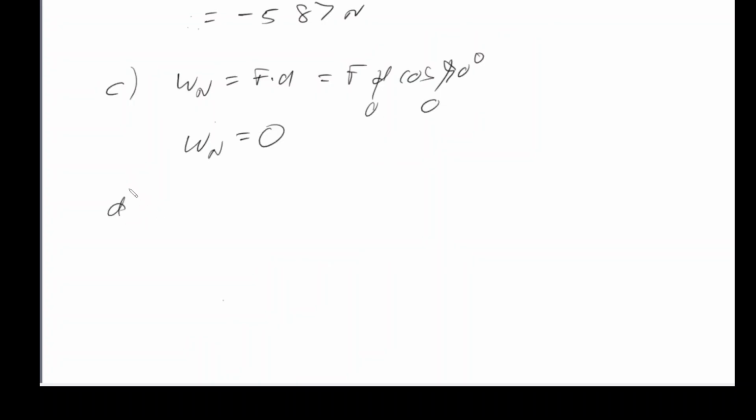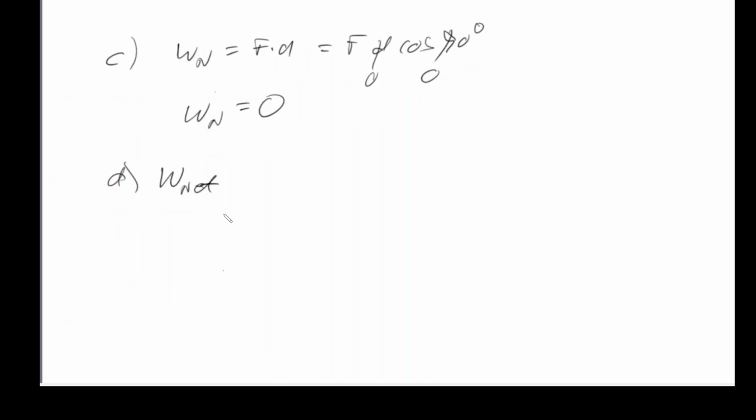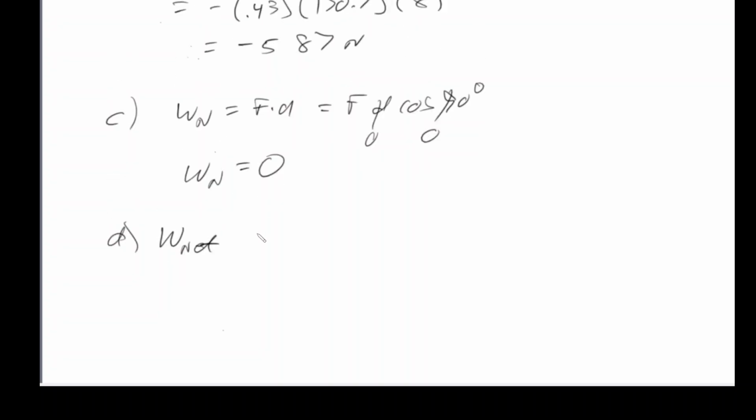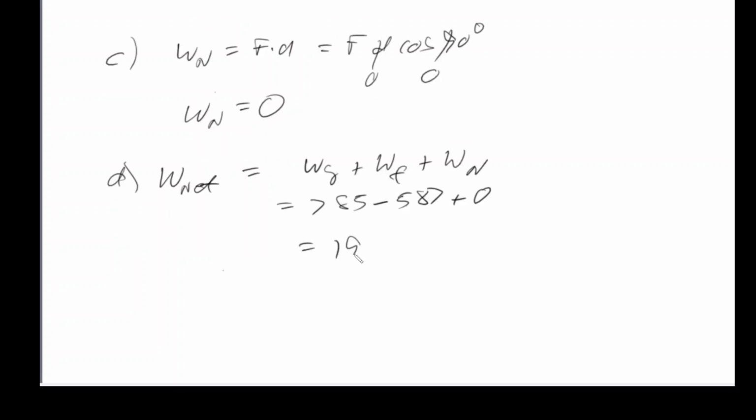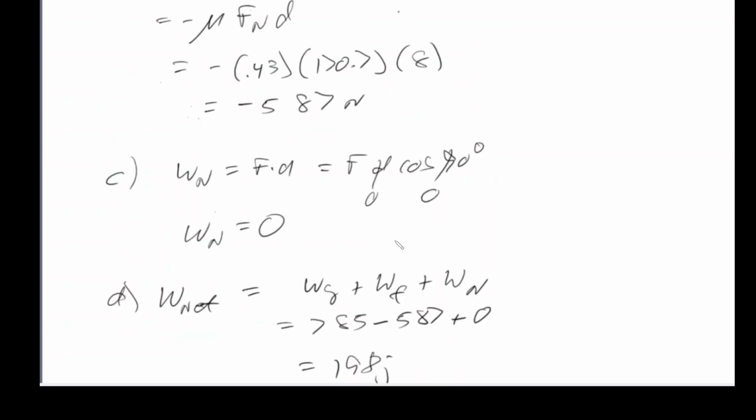For D, what is our net work? Well, the simplest way to do it is to add the work of gravity plus the work of friction plus the work of the normal force, which we found above to be 785, minus 587 plus 0, which comes to 198 joules. That's the net work of all the forces on the boy as he slides.